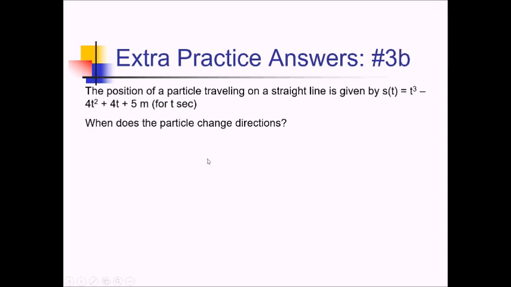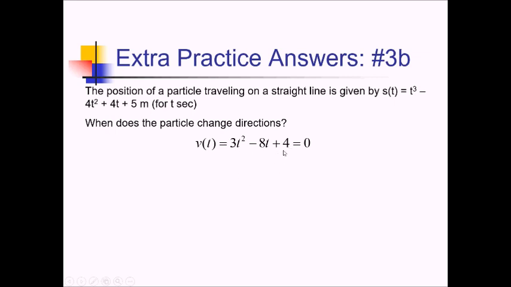On this part, we want to know when the particle changes directions. So basically, I'm asking at what t value do I have a sign change in the velocity function. So let me take my velocity function that I found in part A and just set it equal to 0 to look for critical values, places where velocity could change sign.